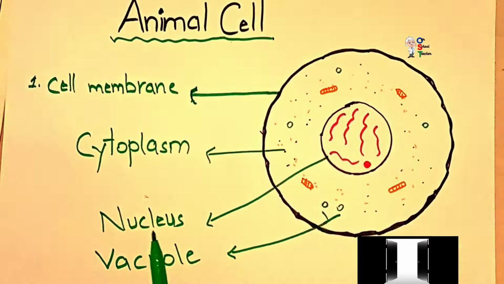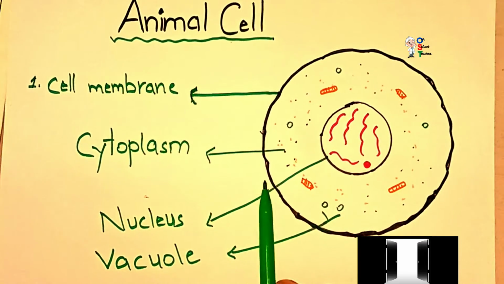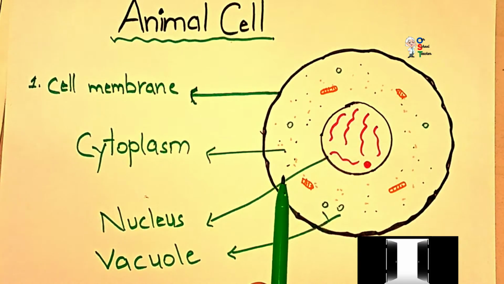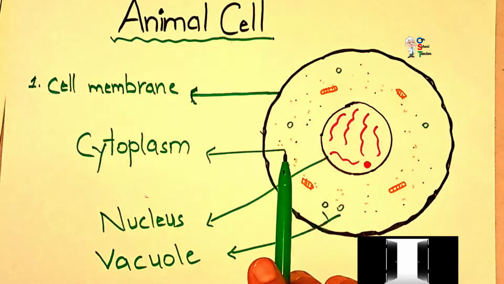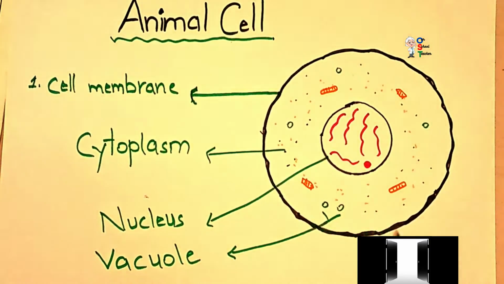Membrane means thin skin. So cell membrane is the outer covering of the cell that controls entry and exit of material. Cell membrane is a thin skin around the cell and controls the entry and exit of the material. It is a partially permeable membrane. Partially means semi, half. So it means cell membrane allows only a particular type of molecules to enter into the cell and exit.